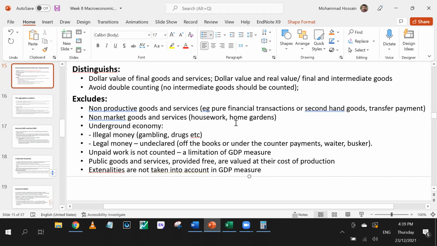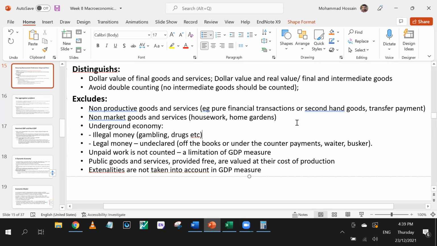Non-marketable goods, housework, home gardening, these things. You are cooking, for example. Let's say that Hung is cooking at home. Nobody gives him any credit. He's producing something, but the same good when it is cooked in a restaurant is actually considered in GDP, but not when Hung is cooking at home. Come on, the same thing you're doing, right?